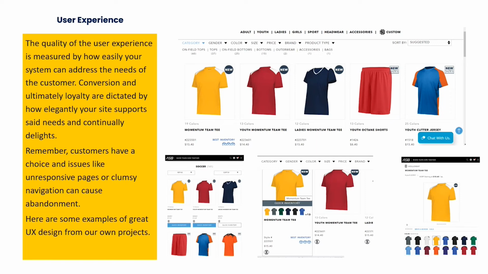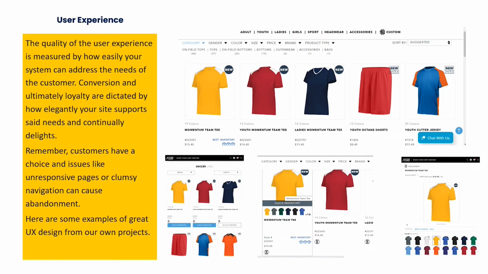So first is the user experience, which is called UX. It's all about how the customer views and interacts with an application. The quality of the user experience is measured by how easily your system can address the needs of the customer.